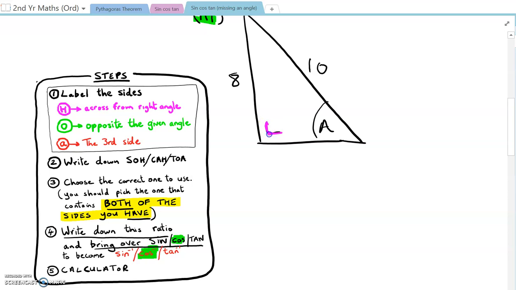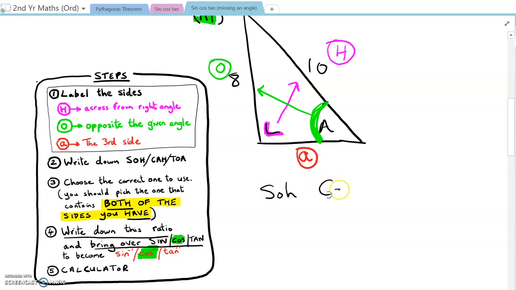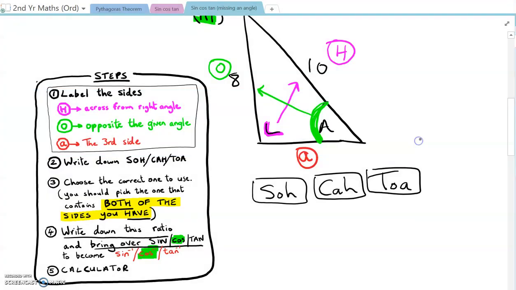Step 1, label the sides of the triangle. There's my right angle. Across from the right angle over here is H. Opposite the given angle. Where's my angle here? This is my angle I've been given to find. So over here is O. And then the third side down here is A. Write down SOHCAHTOA. I like to put little boxes around them. And my battery is disconnected again, and I better plug it in before it cuts out.